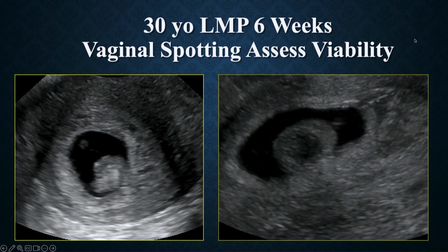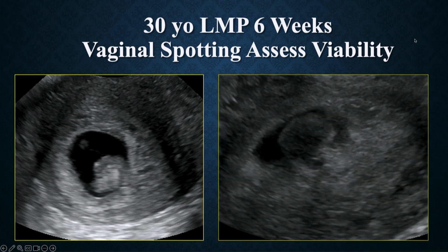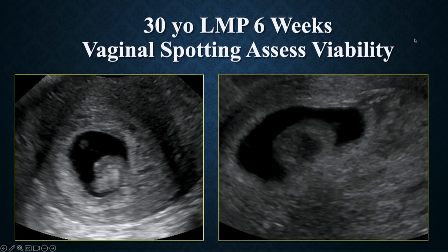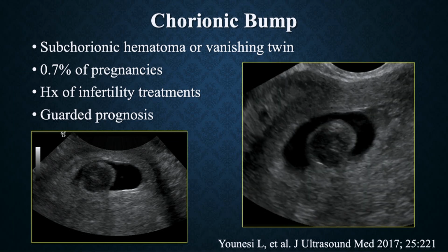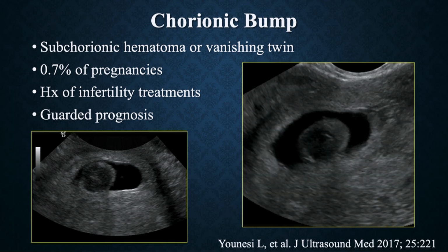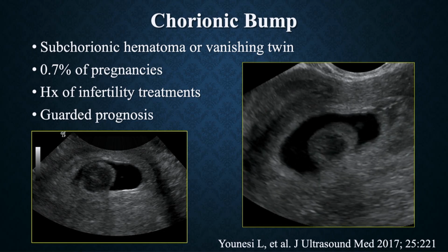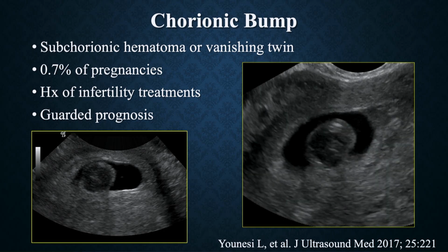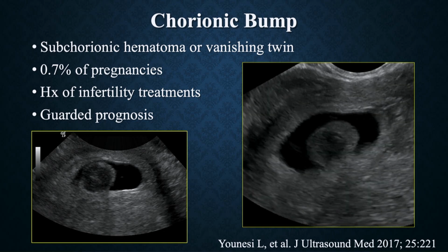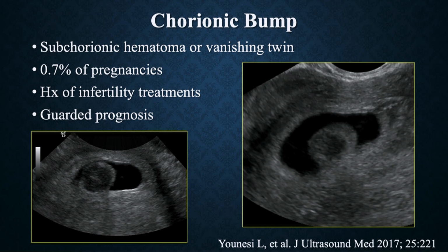So what is this? This is something that's interesting. We didn't really talk about it more than 10 years ago, but now it seems to be almost a common finding. We see these not infrequently. This is called a chorionic bump. Maybe it's due to the improved resolution of our scanners that we see them more commonly now than we used to. The origin of these bumps is uncertain.